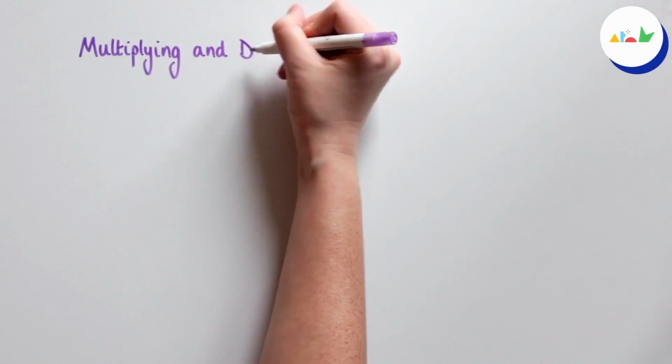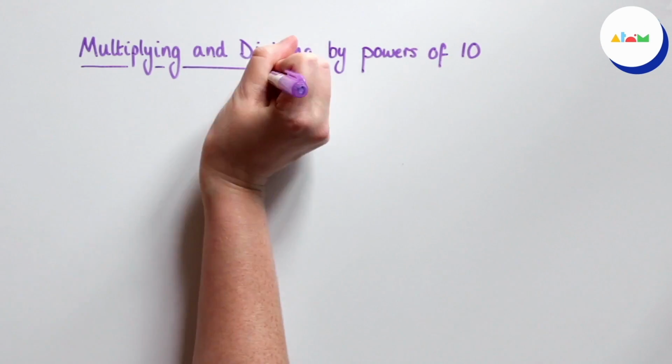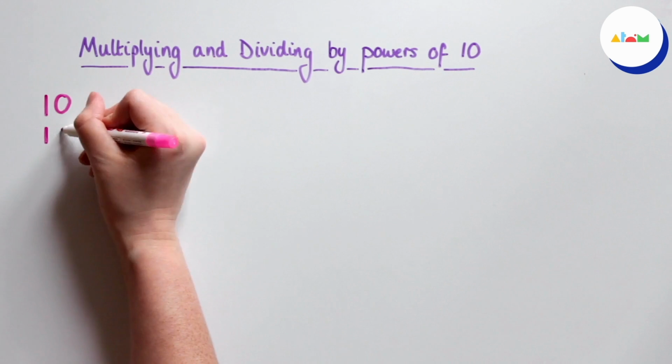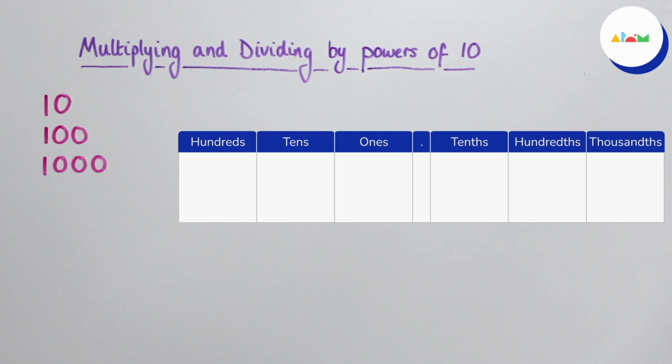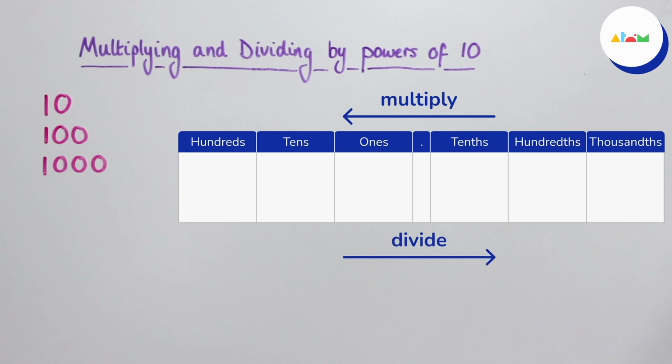In this video, we will learn the very useful skill of multiplying and dividing decimal numbers by 10, 100, and 1000. When we multiply a decimal, we are making it bigger and increasing its value. We can do this by moving the digits to the left in a place value chart. When dividing a number, we are making it smaller and decreasing its value. We can do this by moving the digits to the right in a place value chart.